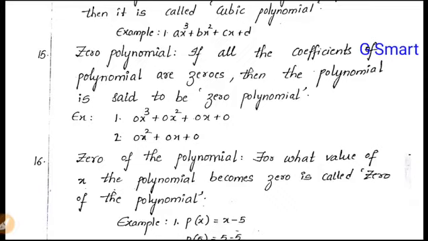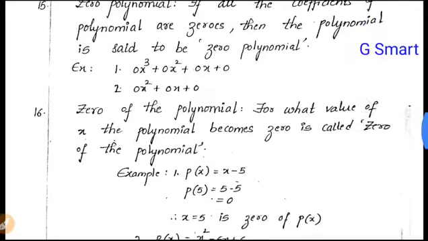For what value of x the polynomial becomes 0 is called a zero of the polynomial. Let us consider one example. P of x is equal to x minus 5. For what value of x is this x minus 5 equal to 0?